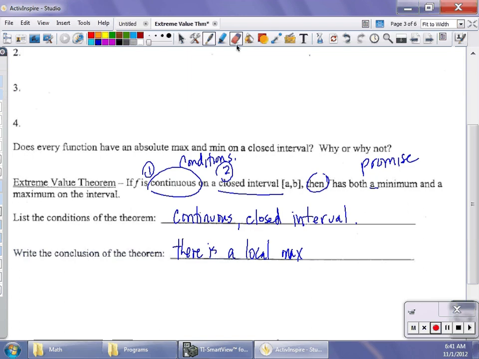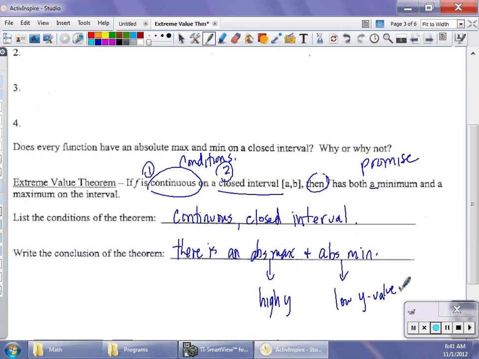Sorry, not local. There is an absolute max and an absolute minimum. Now the function may hit that high y and that low y multiple times, but there's only one high y, and that's what we mean by absolute max, high y value, and an absolute min, the low y value of the graph.